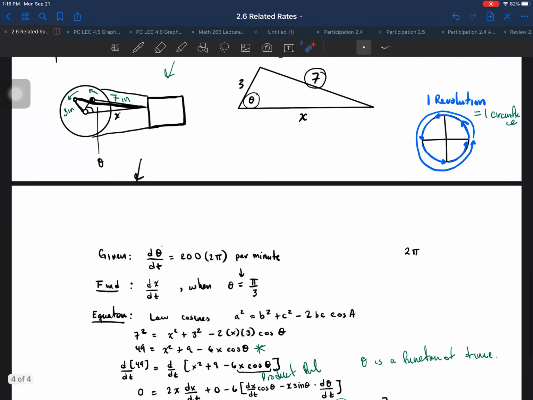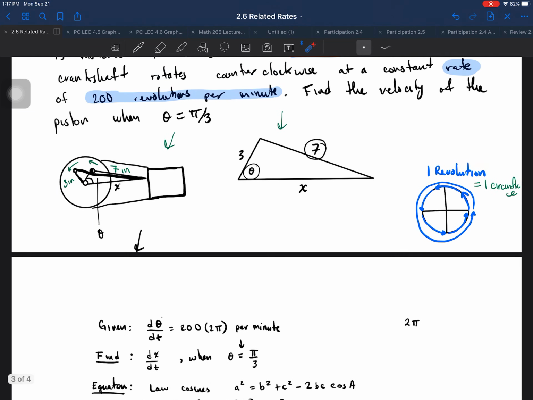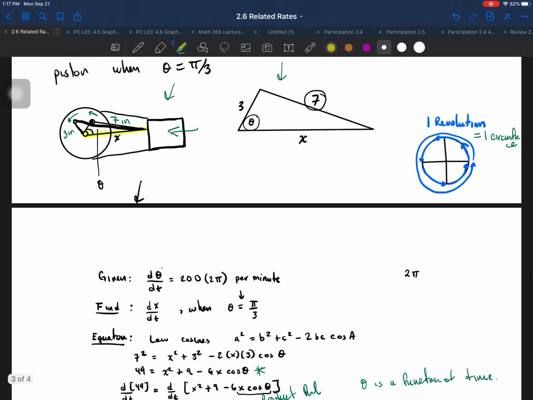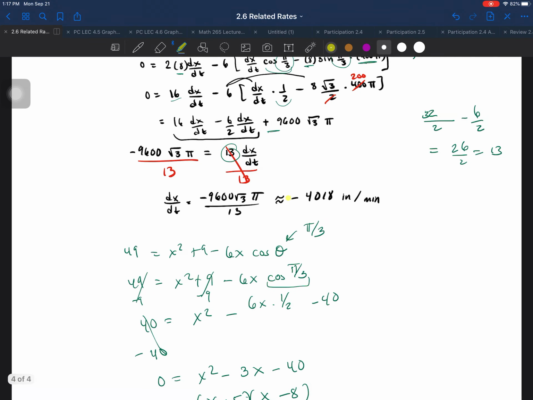Everything was in inches. Now it is negative because at this moment when you have pi over 3, the piston is still going in this direction. That is a negative direction, right? Well, actually, it's because the distance of x is getting smaller, right? Because the piston is getting closer to this little circle, the distance is getting smaller, so therefore the distance is decreasing, so therefore the rate of change is negative.